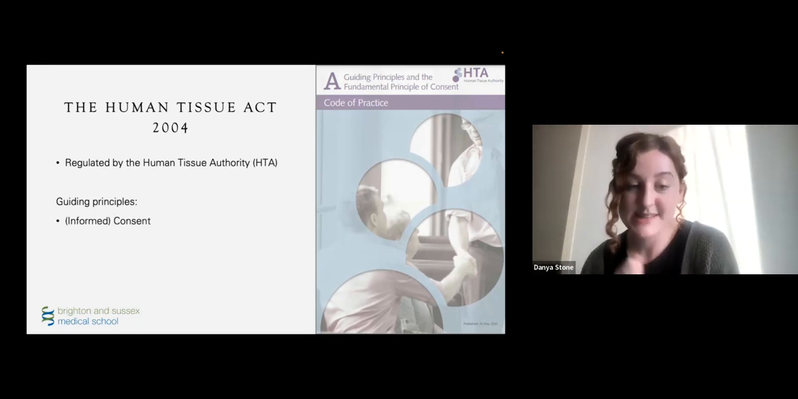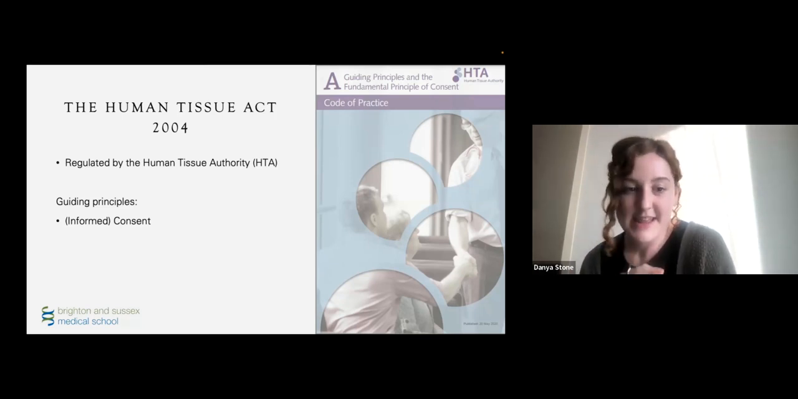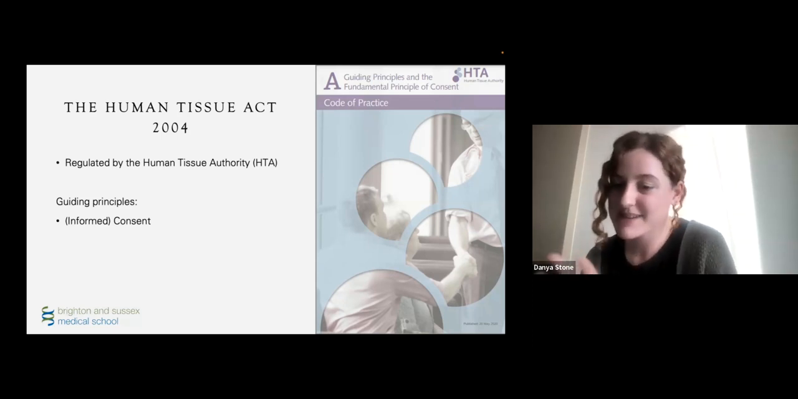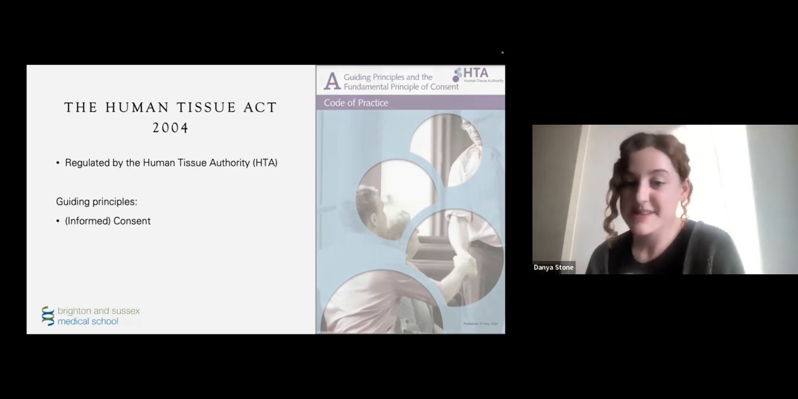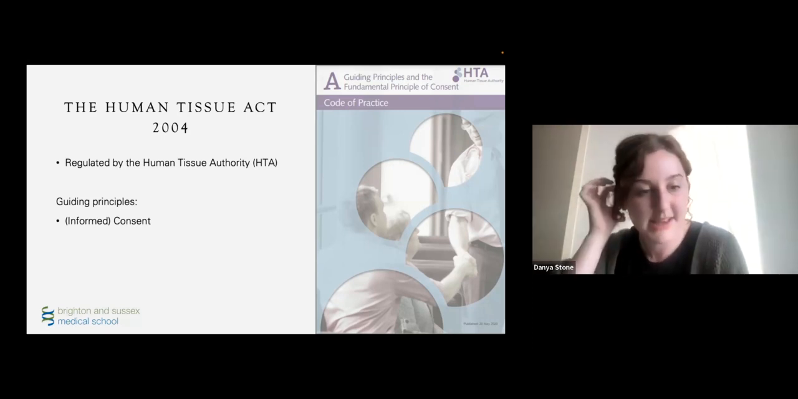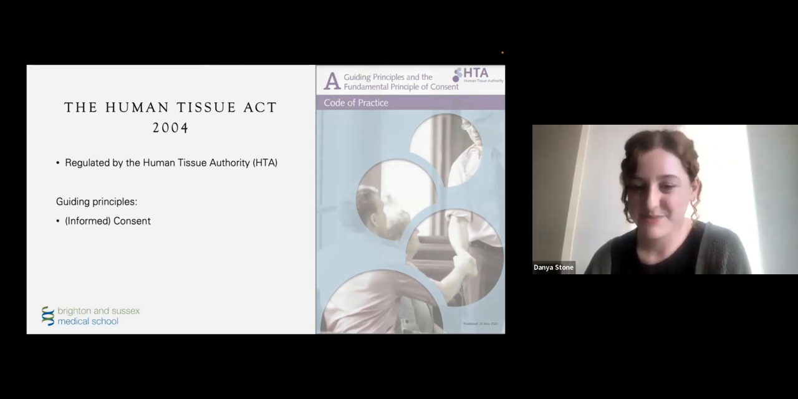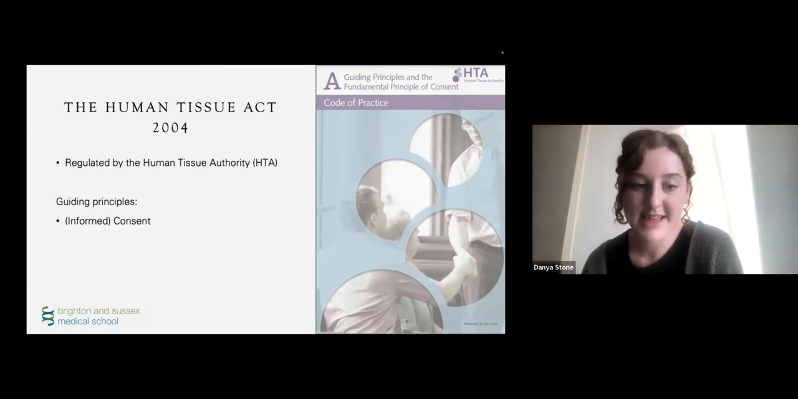So the first one is consent, but not just consent, it has to be informed consent now. Whereas before in the Anatomy Act, we said that it had to be either written or verbal, now there are very specific ways that donors need to show they've given consent. And this just makes sure that every person giving consent fully understood what they were signing up to. So they're provided with all the information, they have an opportunity to ask questions, and any information they request is provided before they sign their consent.